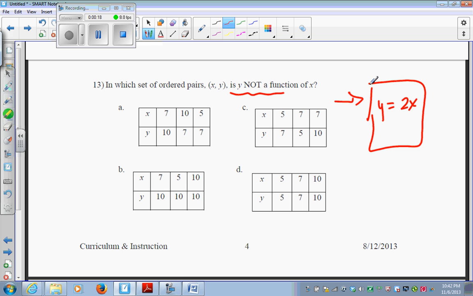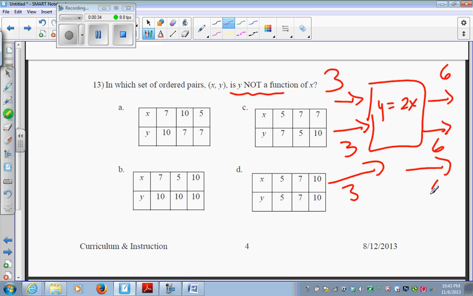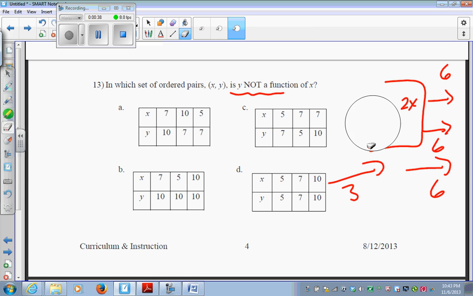So whatever I put in for my input, let's say I put in a 3, 2 times 3 means I'm going to get a 6 out. I could put a 3 into this function all day long. 2 times 3 is still always going to be 6. So every time I put in the same input, I should get the same output out. That is the definition of a function.